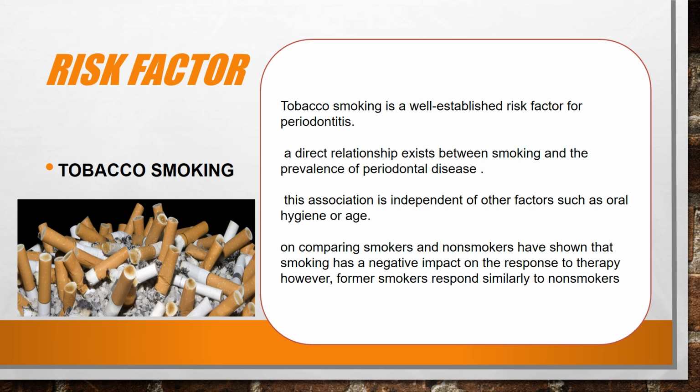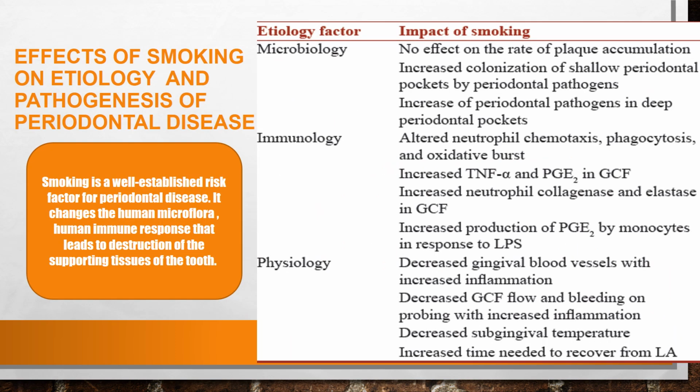However, former smokers respond similarly to non-smokers. So, coming to the effects of smoking on etiology and pathogenesis of periodontal disease, we will be defining it in different aspects: microbiology, immunology, and physiology. As you all know, smoke contains different components. It can be either gas or solid, which contains ammonia, nicotine, tar, benzene, etc.